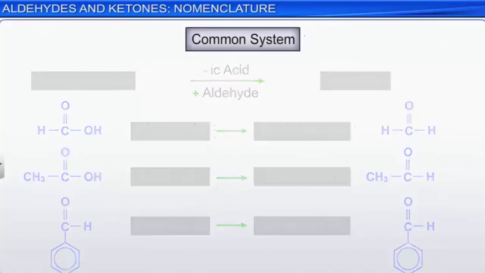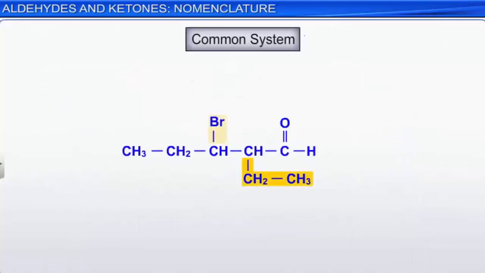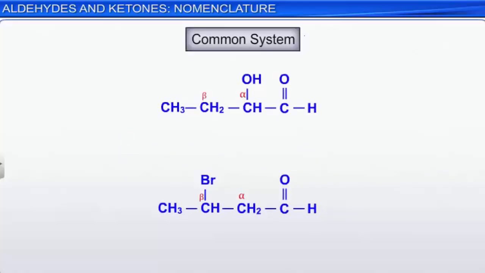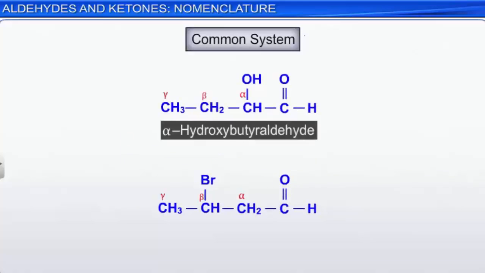The positions of the side chains or substituents in the carbon chain of aldehydes are indicated by the Greek letters alpha, beta, gamma, and delta. The carbon that is directly linked to the aldehyde group is the alpha carbon. The next carbon is the beta carbon, and so on. For example, the given compounds can be named alpha-hydroxybutyraldehyde and beta-bromobutyraldehyde respectively.